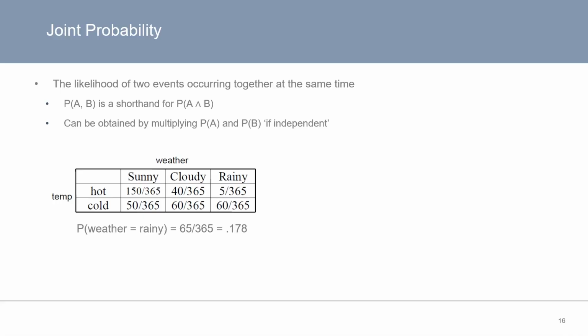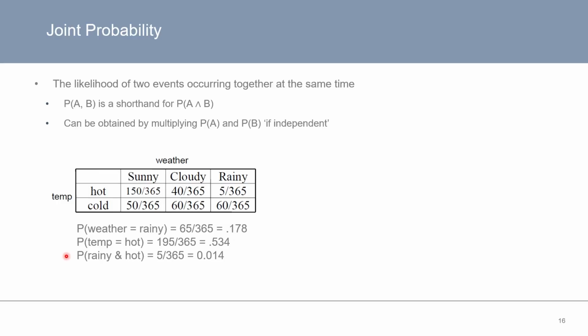From this table, we can calculate the probability that the weather is rainy by adding the rainy days when it's either hot or cold together, giving us this probability. We can also do the same for if the temperature is hot, where here we add up 150, 40, and 5, giving us 195 out of 365, or this probability.